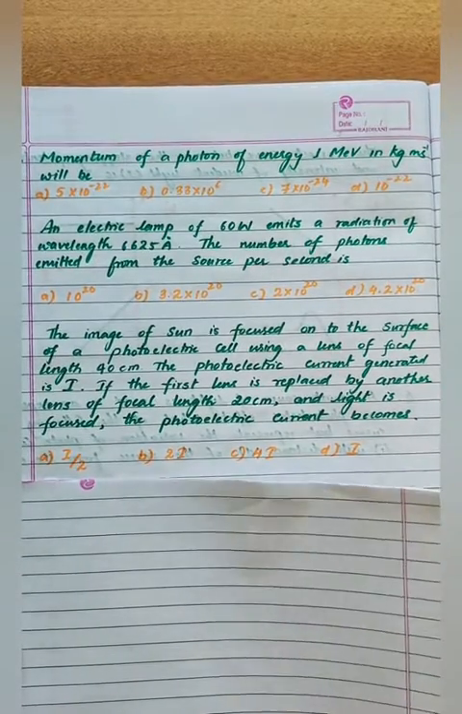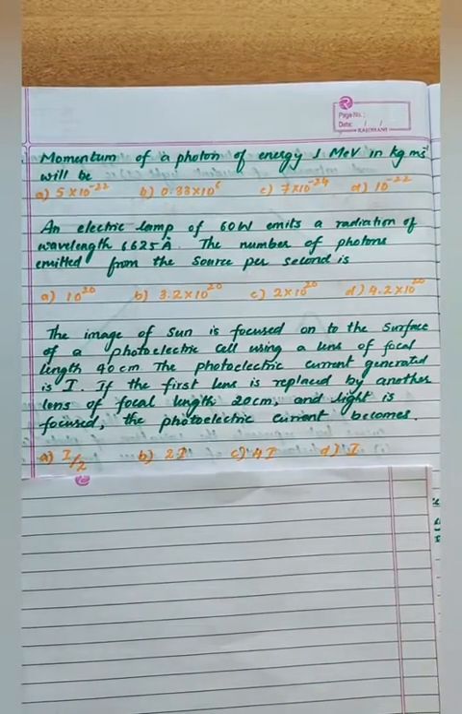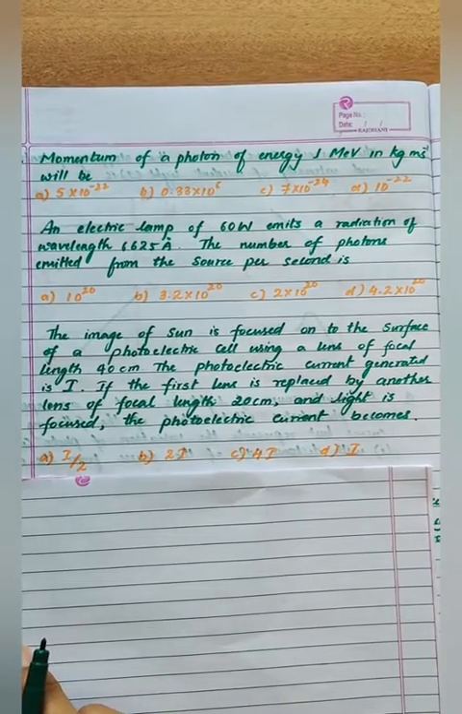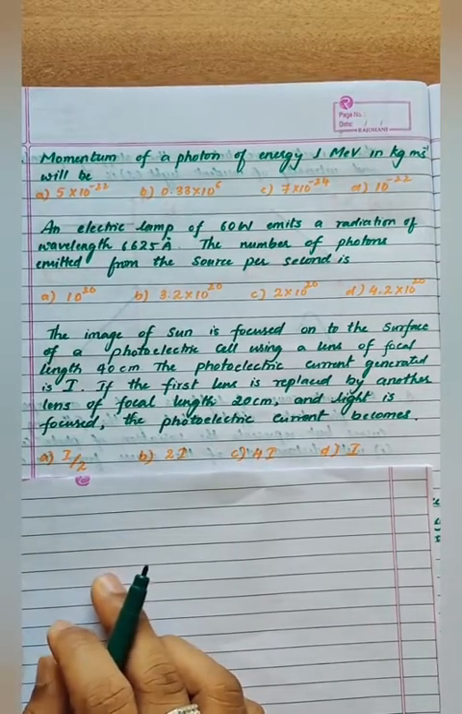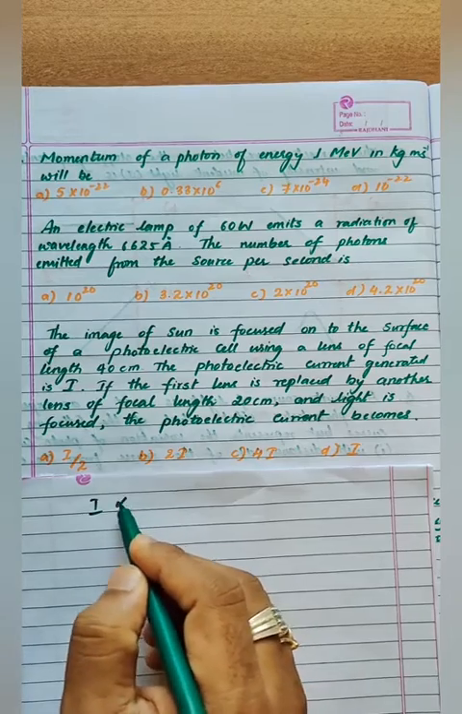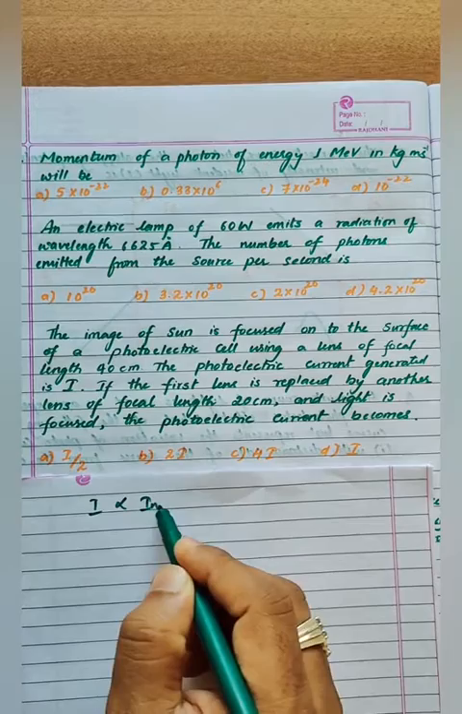So you should know, for a photoelectric cell, the lens acts as a virtual source. That is very important. I mean to say, for a photoelectric cell, the lens acts as a virtual source, right? And you know, for a photoelectric cell, the current I depends on the intensity. This is current I and this is intensity.